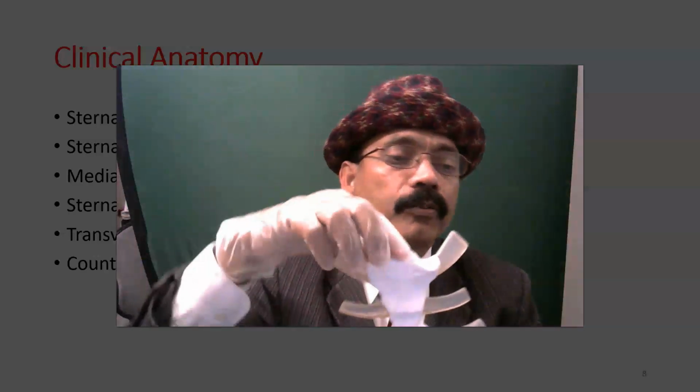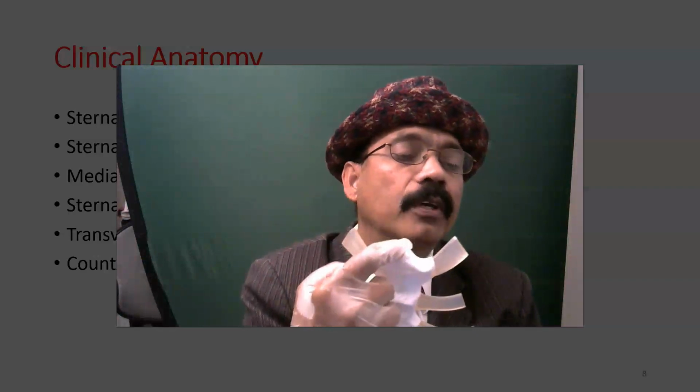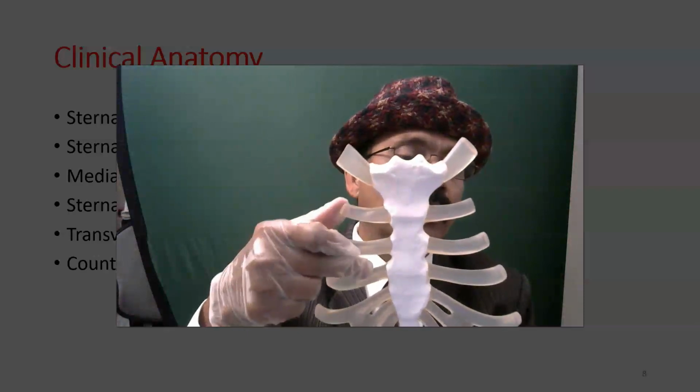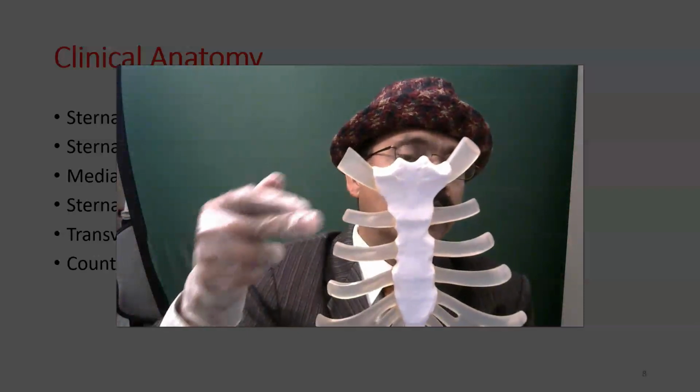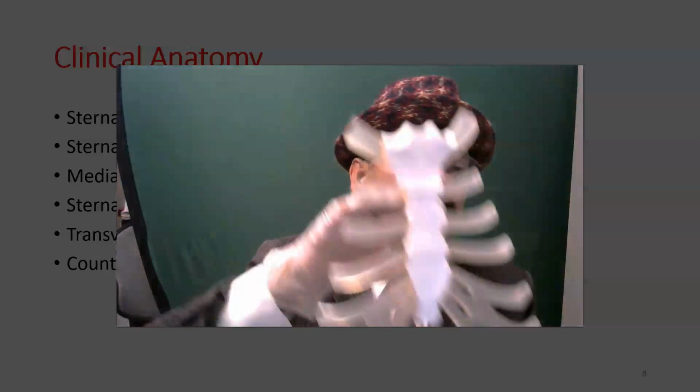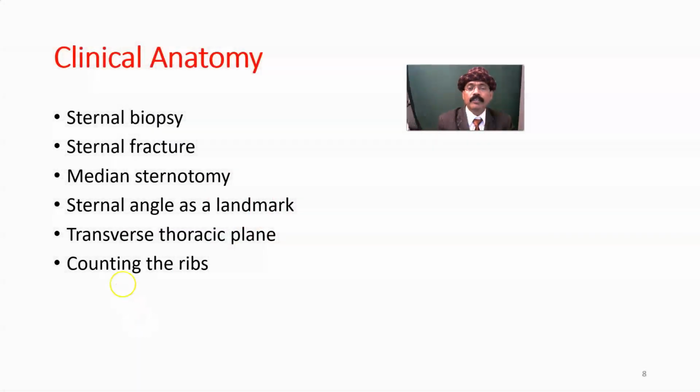And we have the median jugular notch. We may feel the rings of the trachea. This is the sternal angle. We can count the ribs from the second costal cartilage, third costal cartilage, second rib, third rib. You can count the ribs. Okay, and sternal angle is a landmark for the transverse thoracic plane. Okay, that's all about this.